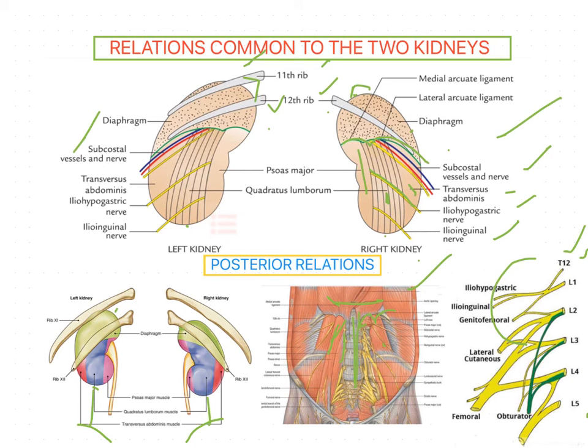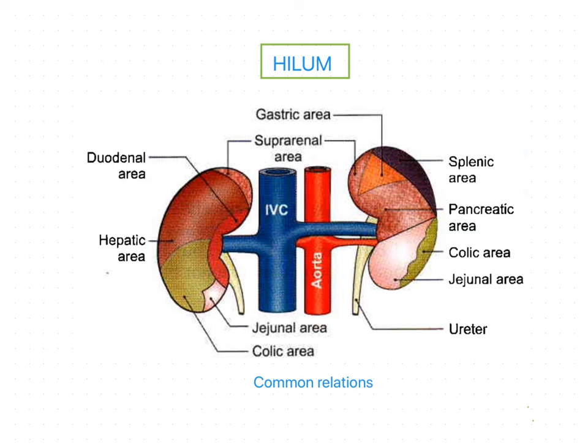So these are the structures related to the kidneys, both common as well as posterior relations. Now we will move on to the common structures related at the hilum region. At the hilum, I have already explained in the previous video. Again I am going to explain the common relations at the hilum region. So this is the anterior aspect.